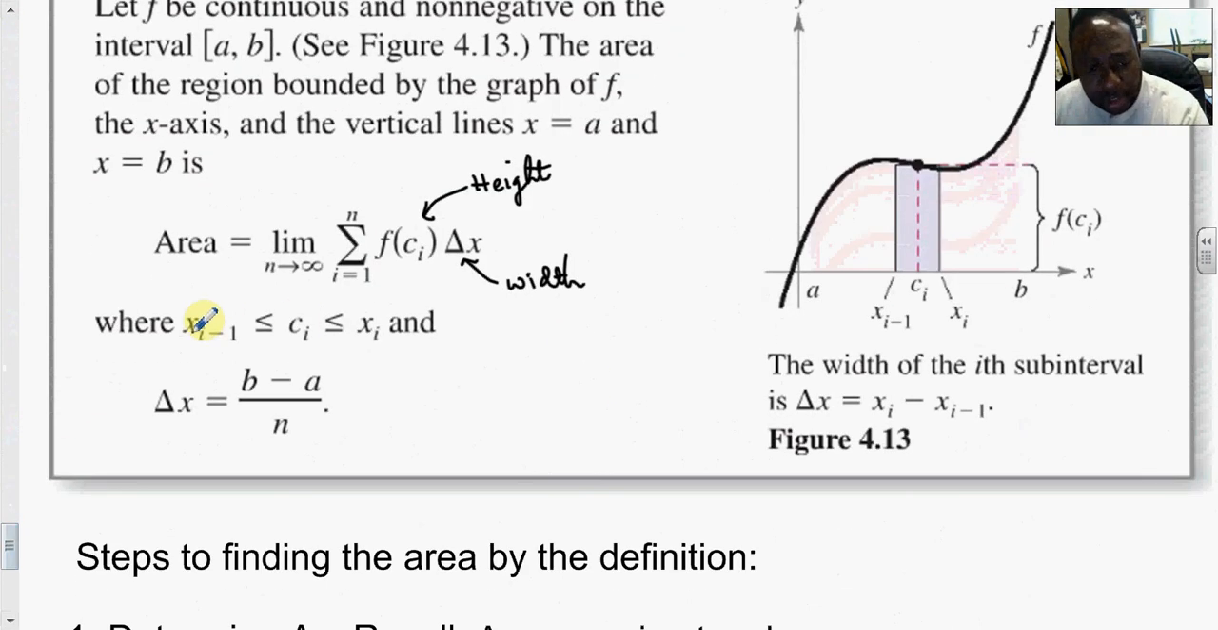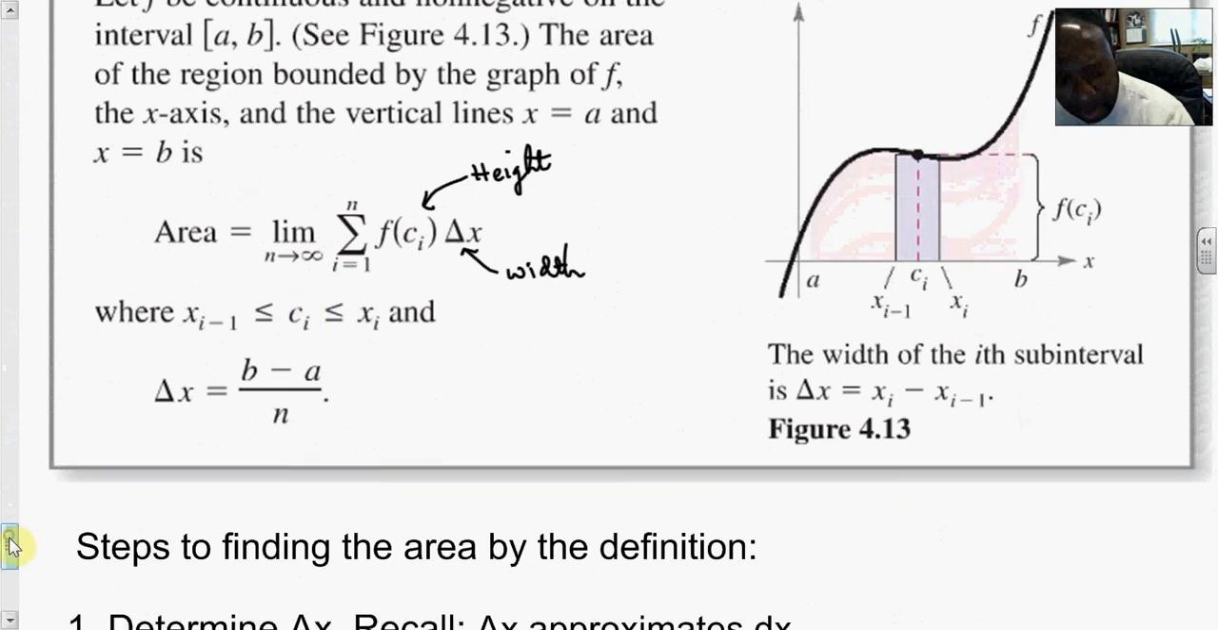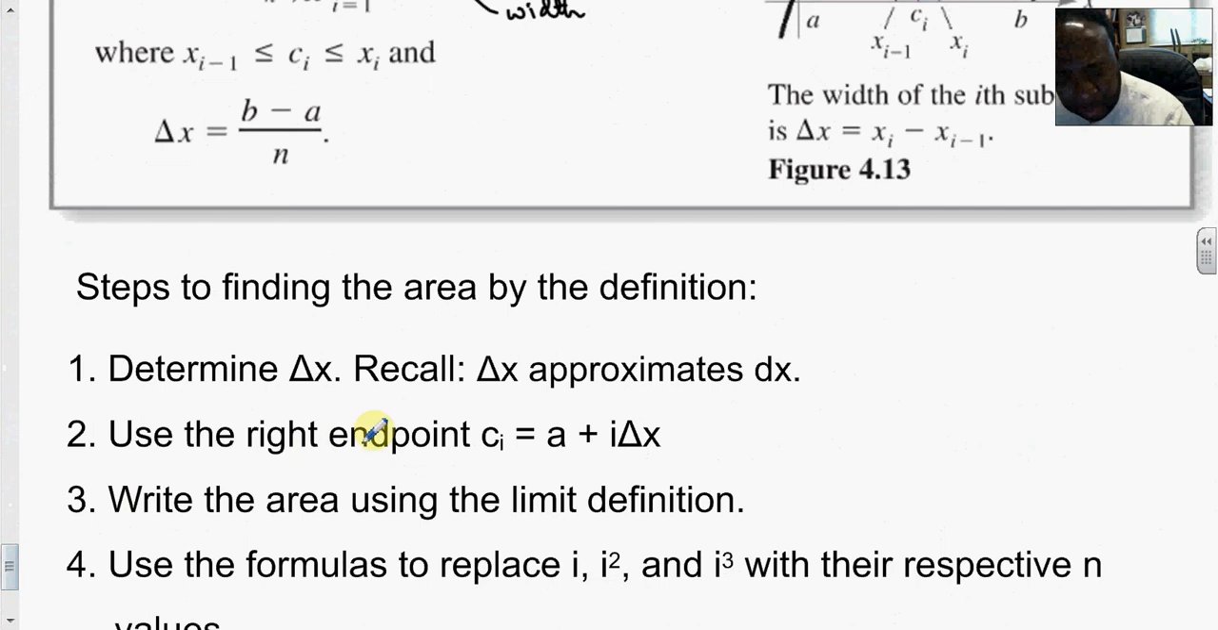So c sub i is in between x sub i minus 1 and also x sub i. Now, how do you get c sub i is the question. Most important. C sub i can be gathered by either the left endpoint or the right endpoint. And what we do here, I think, which is a little bit easier, is to get c sub i as the right endpoint, and I stated here, we use the right endpoint to get c sub i.